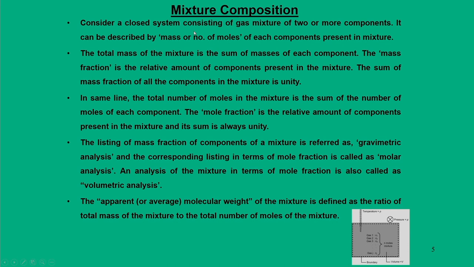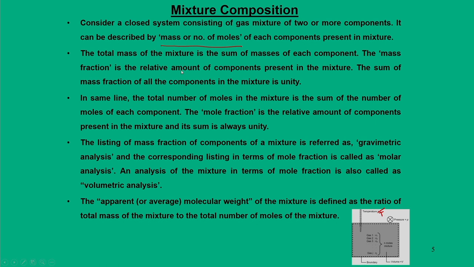Now, if you consider a system consisting of a mixture, that means there are n number of gases, if you look at this figure, and these gases are at temperature T and pressure P, and each gas has a different composition. So, if the total mixture is n moles and it occupies a volume V, then each component will have a number of moles n1, n2, n3 and ni. So, we introduce concepts like mass or number of moles of each component in the mixture. Then we need to express it in a non-dimensional form.